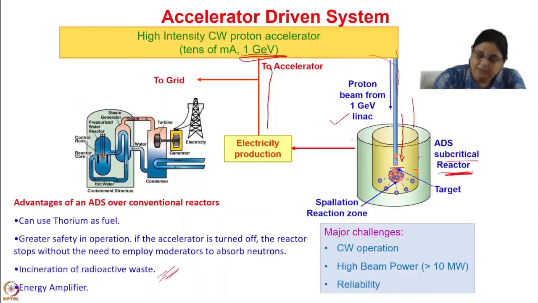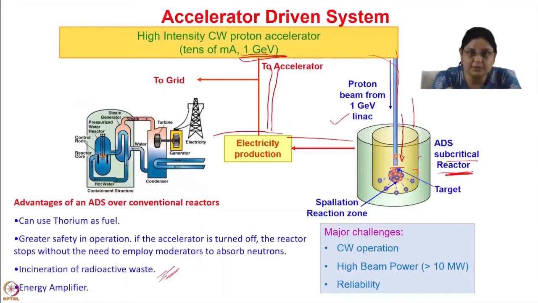And whatever power is generated, part of it goes to the grid and part of it goes back to the accelerator. In this way the accelerator is self-sustained. That is why it is known as an energy amplifier. Many people are working on such a system, but so far it doesn't exist in the world.